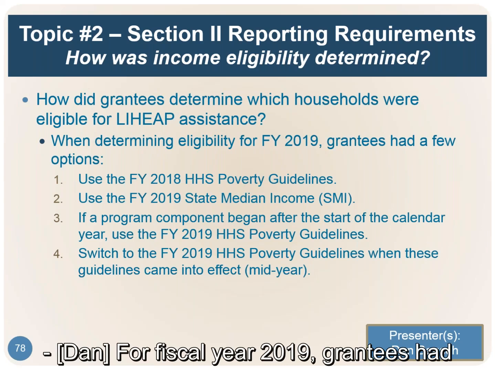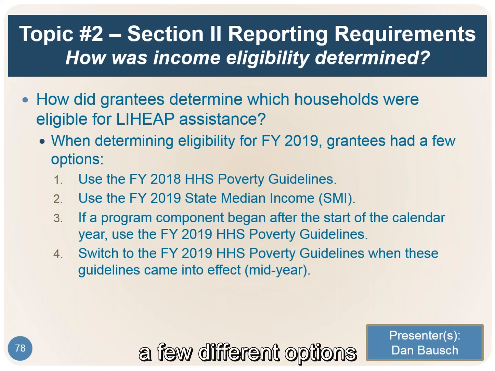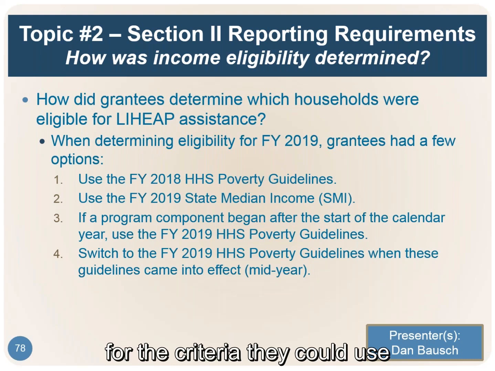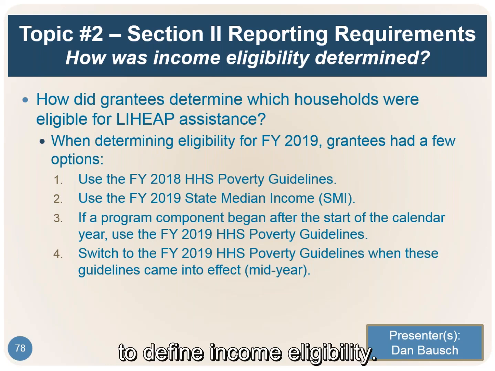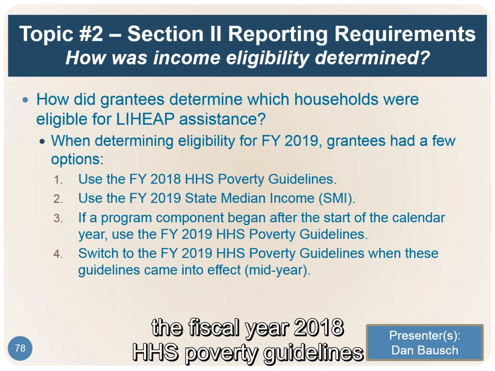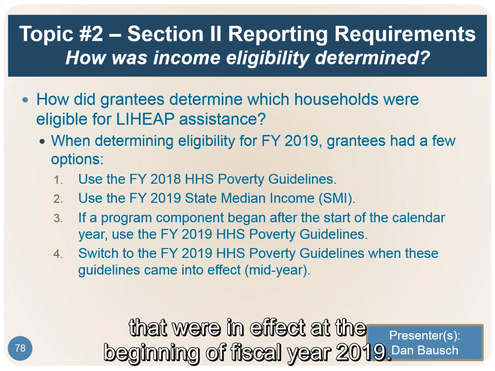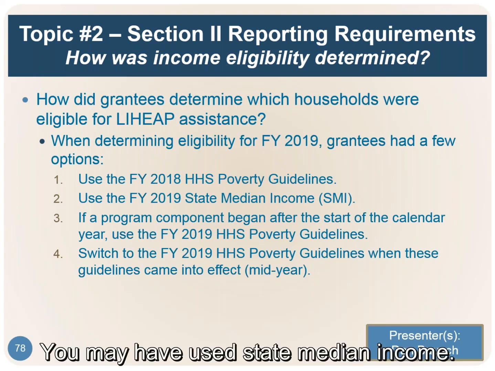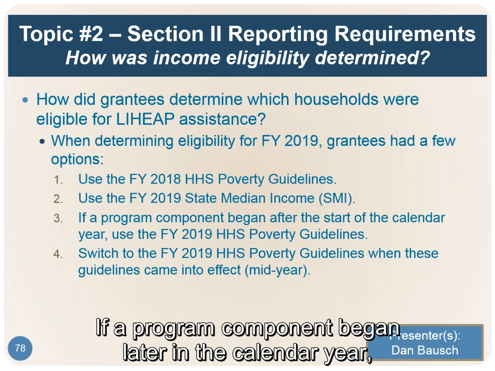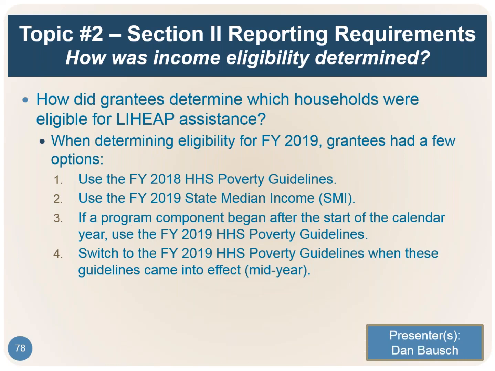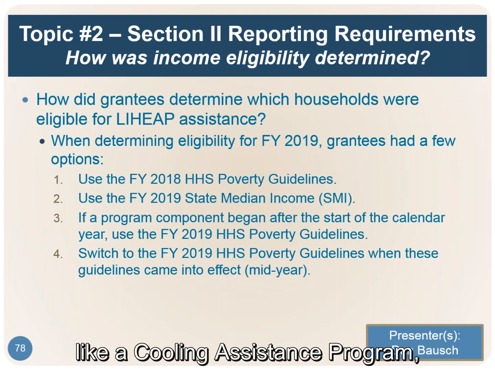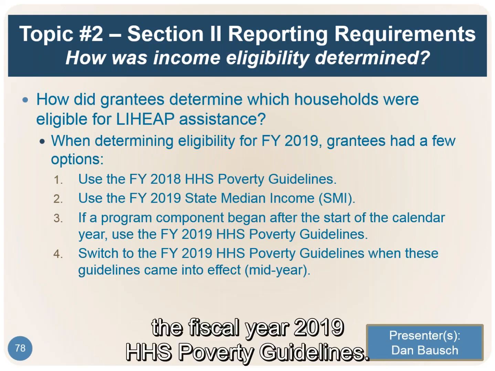For fiscal year 2019, grantees had a few different options for the criteria they could use to define income eligibility. This slide lists them. The most common is using the fiscal year 2018 HHS poverty guidelines that were in effect at the beginning of fiscal year 2019. You may have used state median income if a program component began later in the calendar year, like a crisis assistance or cooling assistance program. You may have instead used the fiscal year 2019 HHS poverty guidelines.